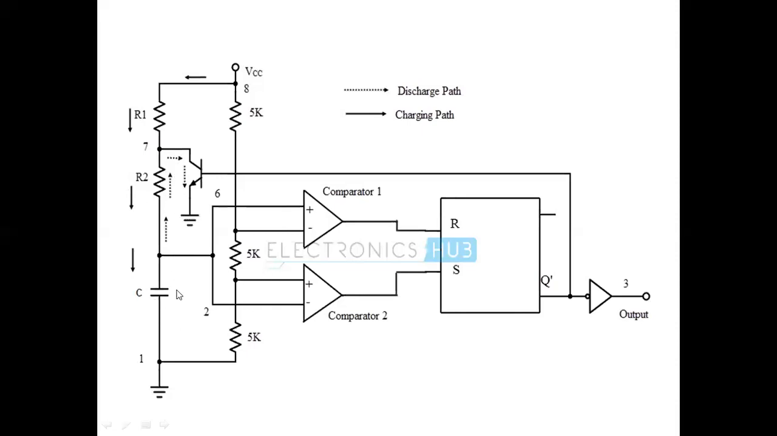Again, while discharging, the capacitor voltage becomes slightly less than 1/3 VCC. Here the comparison takes place. Comparator 2 compares the two input signals. One is 1/3 VCC, another one is less than 1/3 VCC. It gives logic 1 output, and it sets the flip-flop. Again we have logic 1 as the output, logic 0 as the output, and the cycle repeats itself.